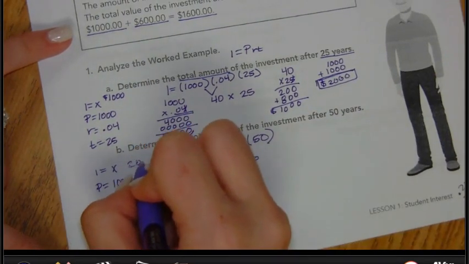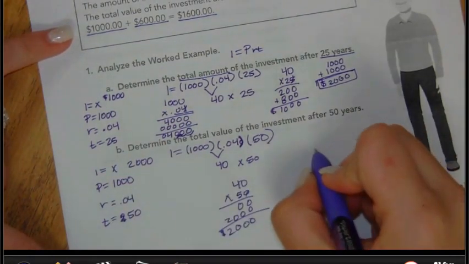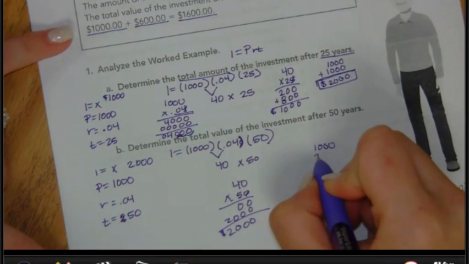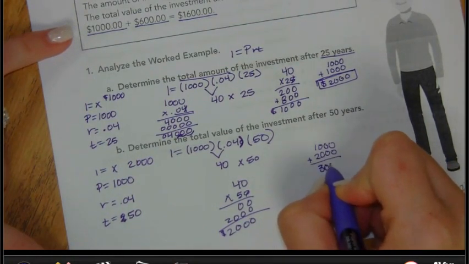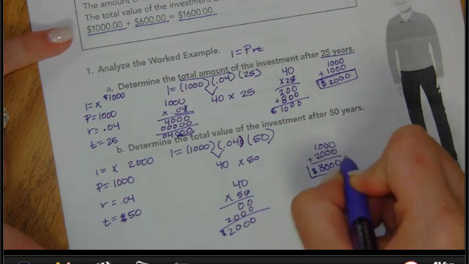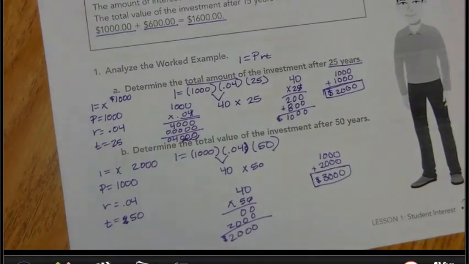Well, that is my interest. That's my interest for this account, and I'm earning this money. So I start with $1,000, I earn $2,000 in interest. Well, how much money do I have in all? I have $3,000 in all.